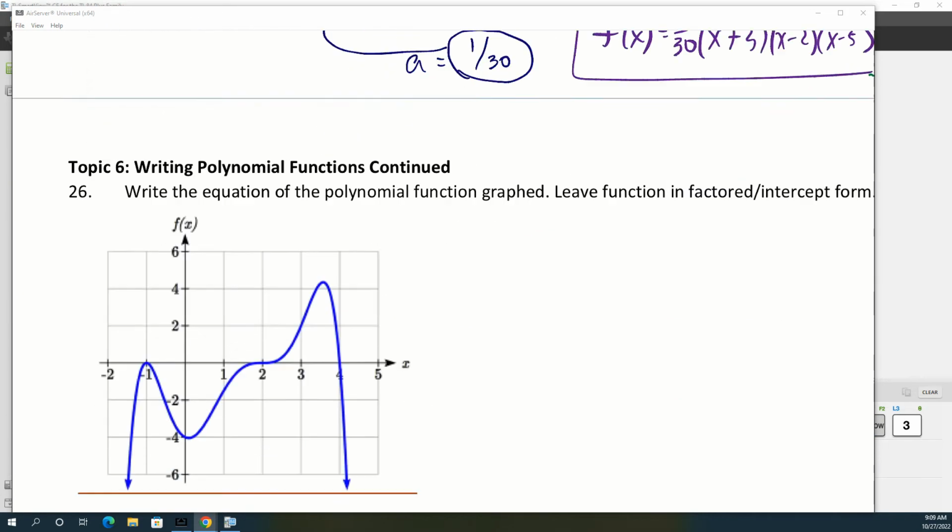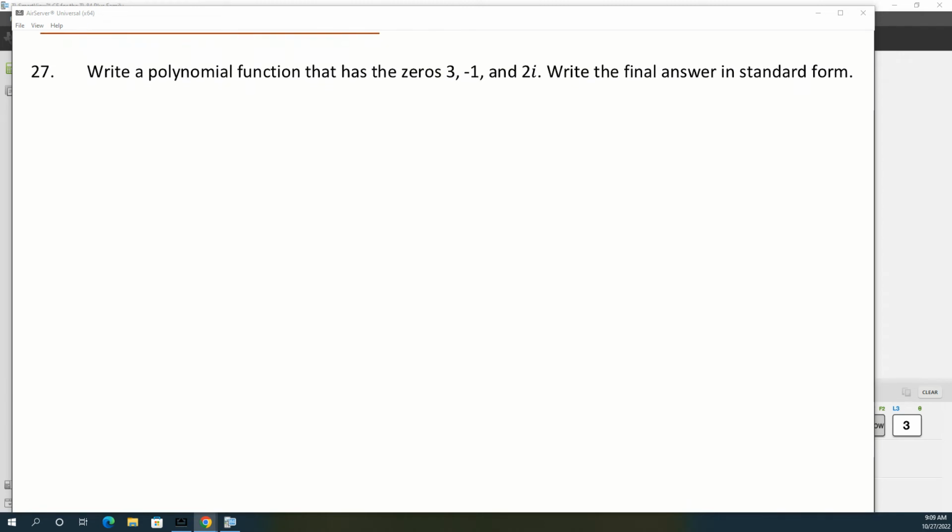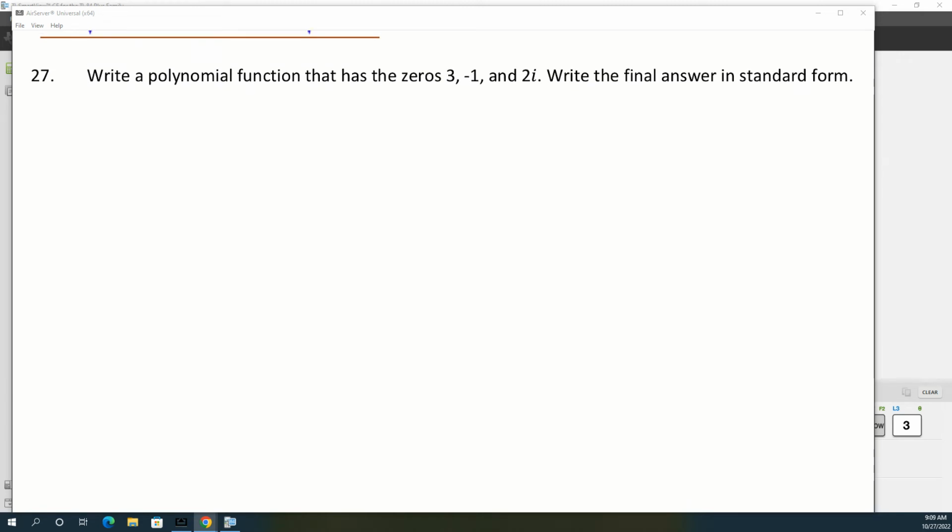27. Okay. This is the most recent thing that we've done. So we are going to write a polynomial function. So call it whatever you want to. I'm going to call it f of x. And we know that this function has these zeros. Are these all the zeros this function has? No. What else is a 0? -2i. So remember that imaginary zeros come in conjugate pairs.